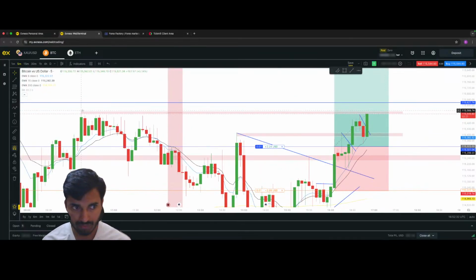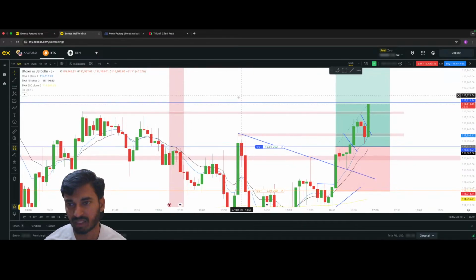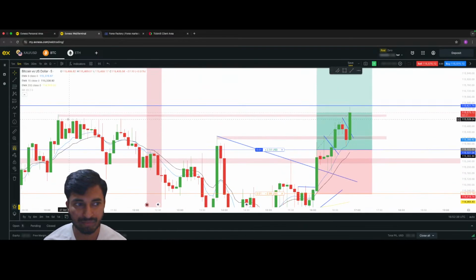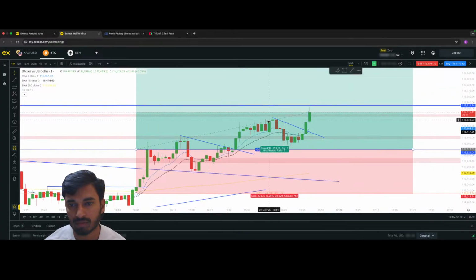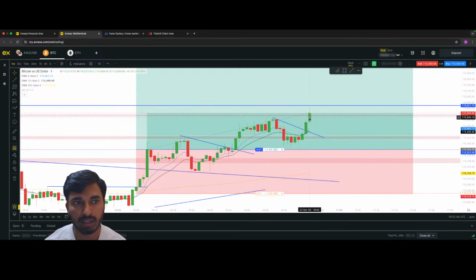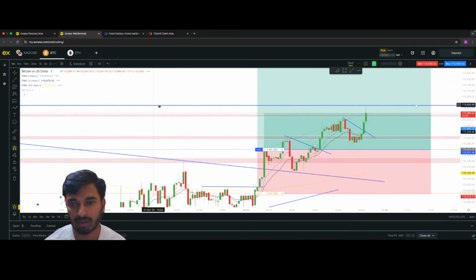Now it should take liquidity over here. Yeah, see, I told you, right? If all the stop losses hit, then it will move massively. Suddenly it moved around 60 to 70 points over here. So it has taken all the liquidity.